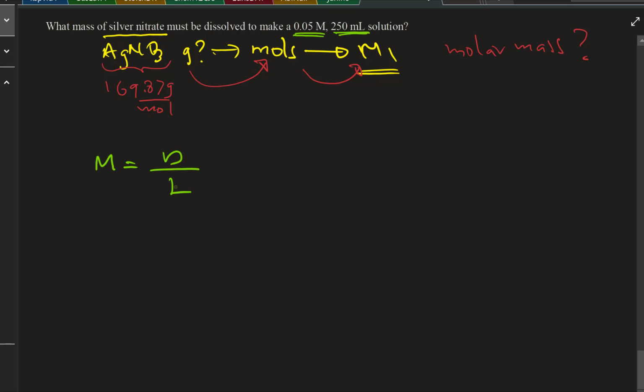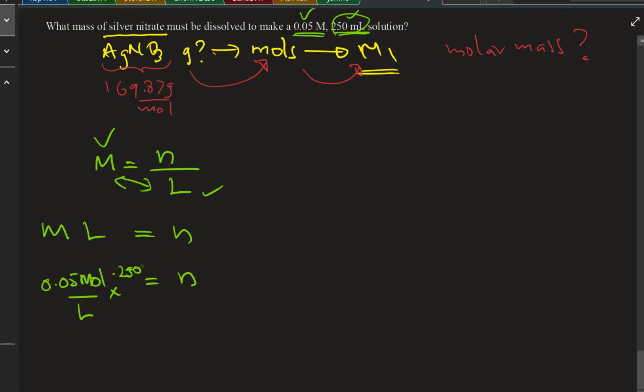Now, what I know, molarity is number of moles divided by liters, right? That's the molarity. So now I know two things. I know the molarity, I know the number of liters, right? Now you do the cross multiplication and we need to get the moles because that's what we sorted out, right? So 0.05 moles per liter, but here you have 0.25 liter, that's 250 milliliter divided by 1000, right? So simplified, you get the moles.